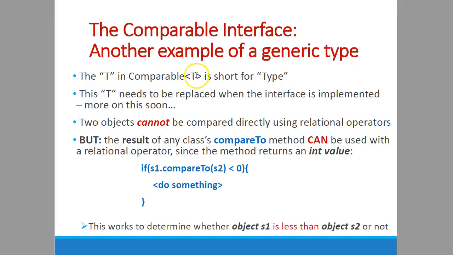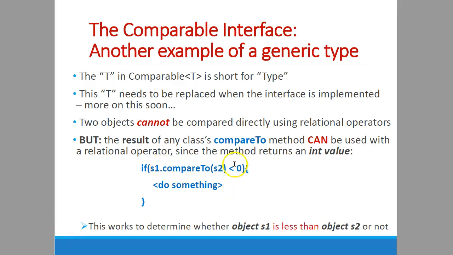So here it talks about the T, which is short for a type, and you have to replace it. Two objects cannot be compared directly using relational operators, so you can call the compareTo method here, and this will tell you whether object 1 is less than object 2. So S1 here would be the this, and S2 is the parameter.